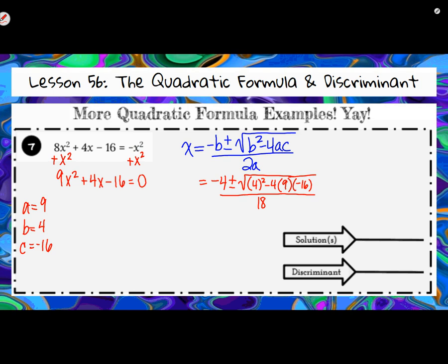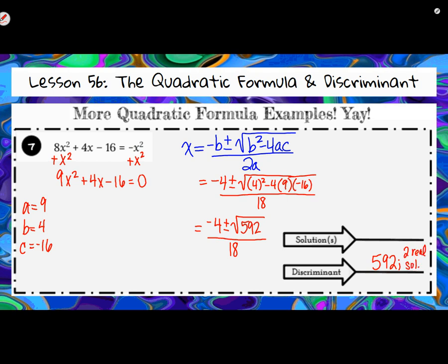Let's get that in the calculator. 4 squared minus 4 times 9 times negative 16. We get 592. So negative 4 plus or minus the square root of 592 all over 18. So what is the discriminant? Can you tell? The discriminant is 592. And so what would that mean? It's positive. That means that there are two real solutions.